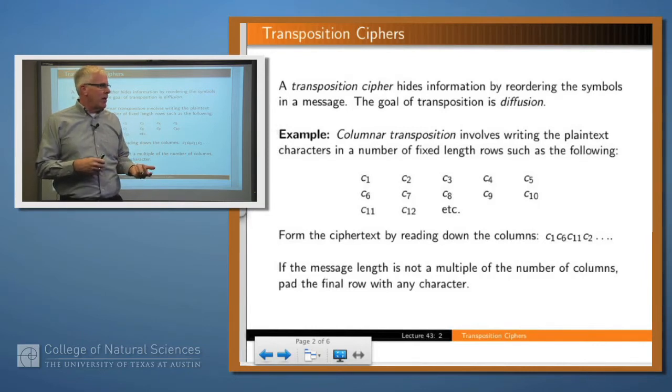So for example, there's something called a columnar transposition, and it's a very simple cipher. All you do is you write down your text in rows, and then you read off the characters in columns. Not a very strong cipher, but one that kids use quite frequently. And then if the message length is not a multiple of the rows, then you just have to pad the last row with characters. Okay, so pretty simple cipher, but fun to play with.